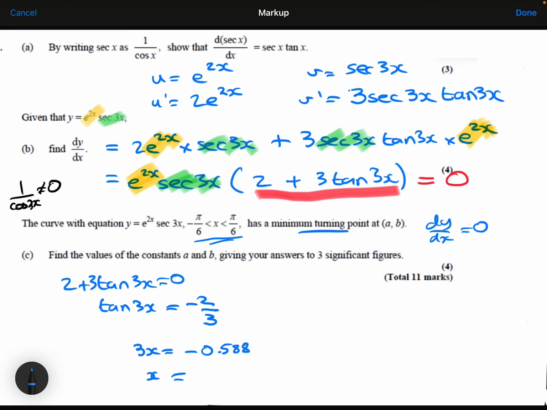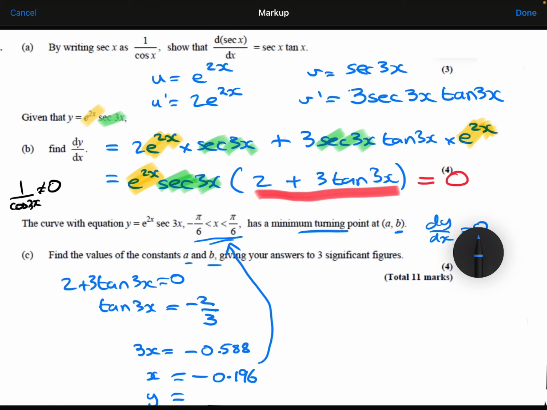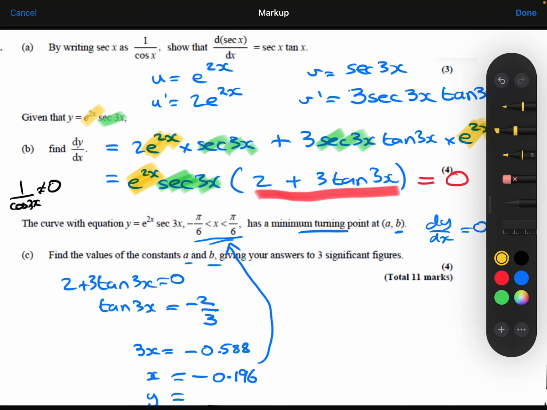I can divide both sides by 3 to get minus 0.196. That's what I meant, was between the minus pi over 6 and the pi over 6. So yep, that is the answer that I needed. All I need now is the values of a and b. B is the y coordinate of the turning point. So I need to take my minus 0.196 and substitute that back into the original equation, which was this.